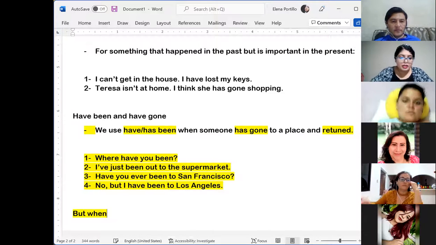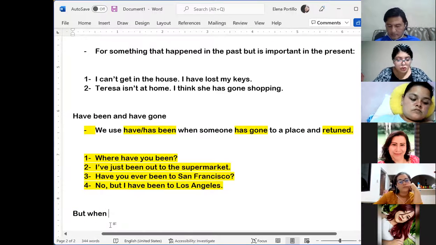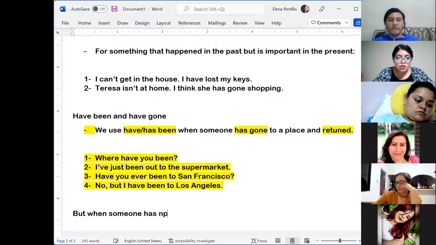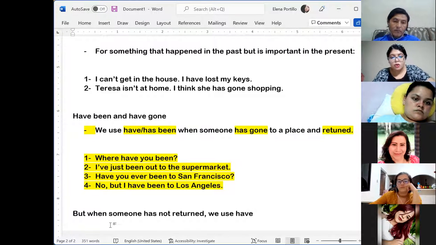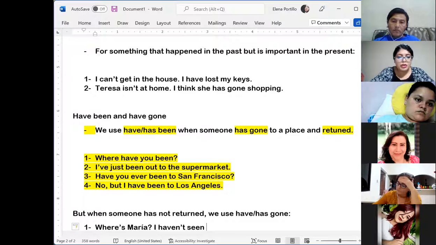But when someone has not returned, we use have or has gone. And we have the examples. Where is Maria? I haven't seen her for weeks.